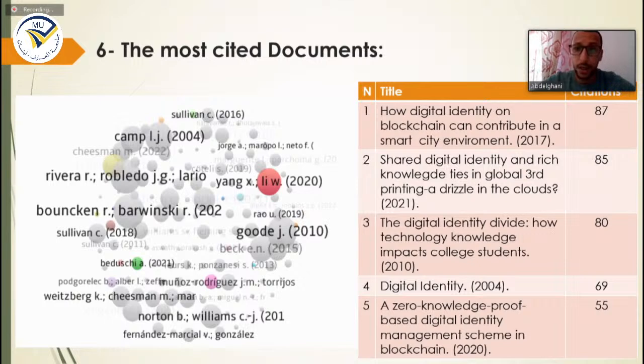How digital identity on the blockchain can contribute in smart city environment.